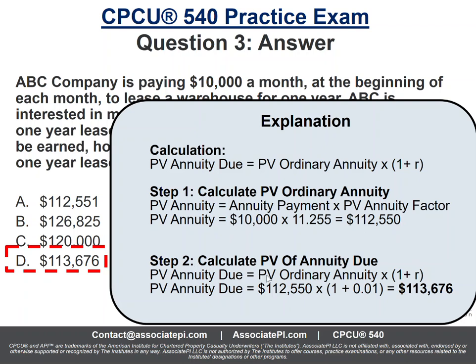So that formula is present value of ordinary annuity, which you just calculated, times 1 plus the interest rate. Again, we know the interest rate is 1%. We just calculated that because it's on a monthly basis. So we take our $112,000 that we just calculated times 1 plus 0.01, and we get the correct answer of D, $113,676.